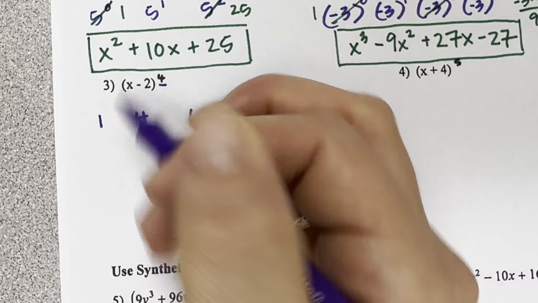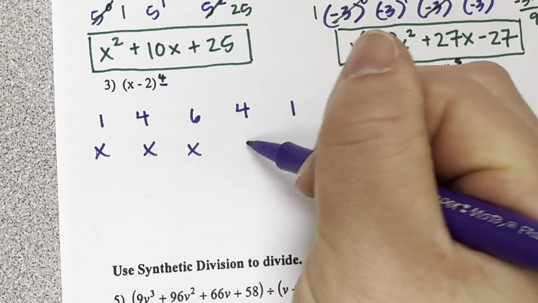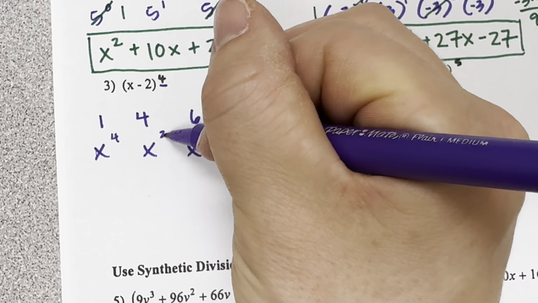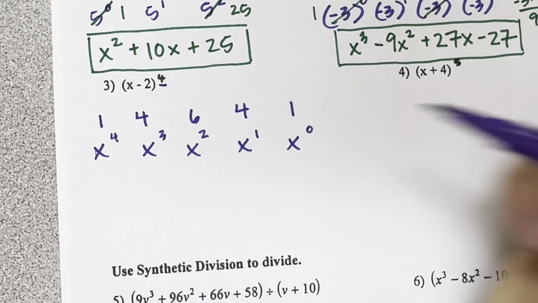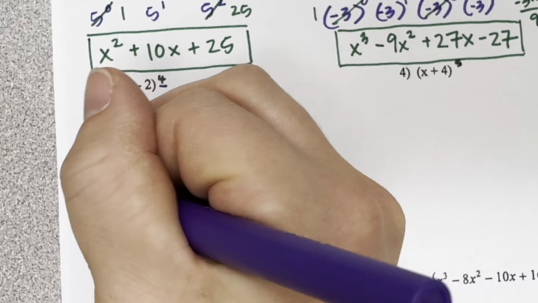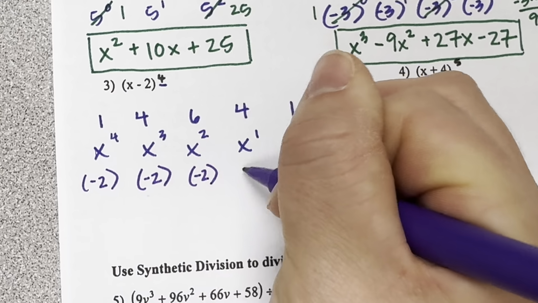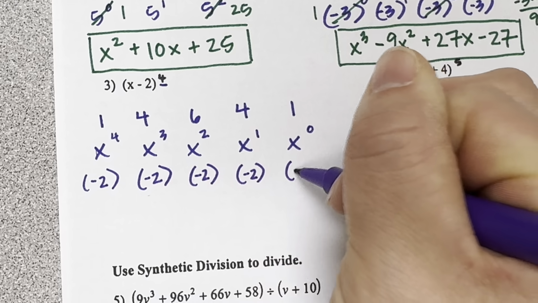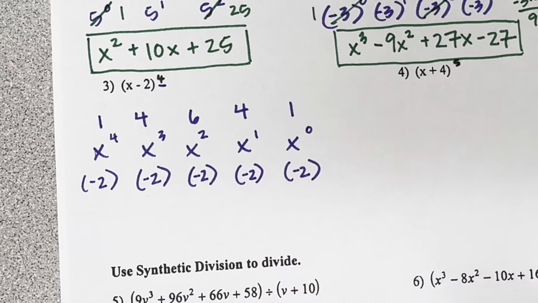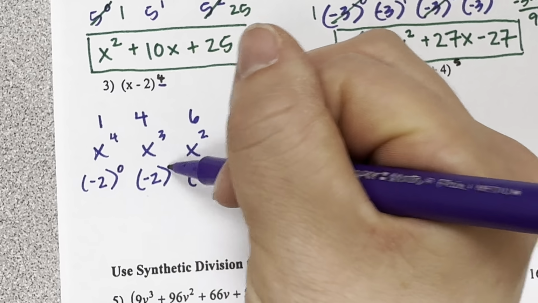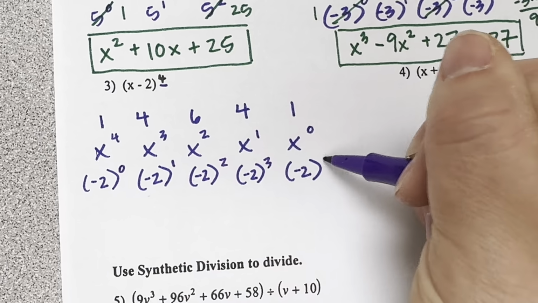First term, x, x, x, x, x, starts with my highest power and goes down: 4, 3, 2, 1, 0. Second term is a negative 2. Again, it's a negative, so I'm going to put these parentheses around it, telling me that the exponent is attached to the entire negative 2, not just the 2 or the negative 1. Starts low and goes up: 0, 1, 2, 3, 4.